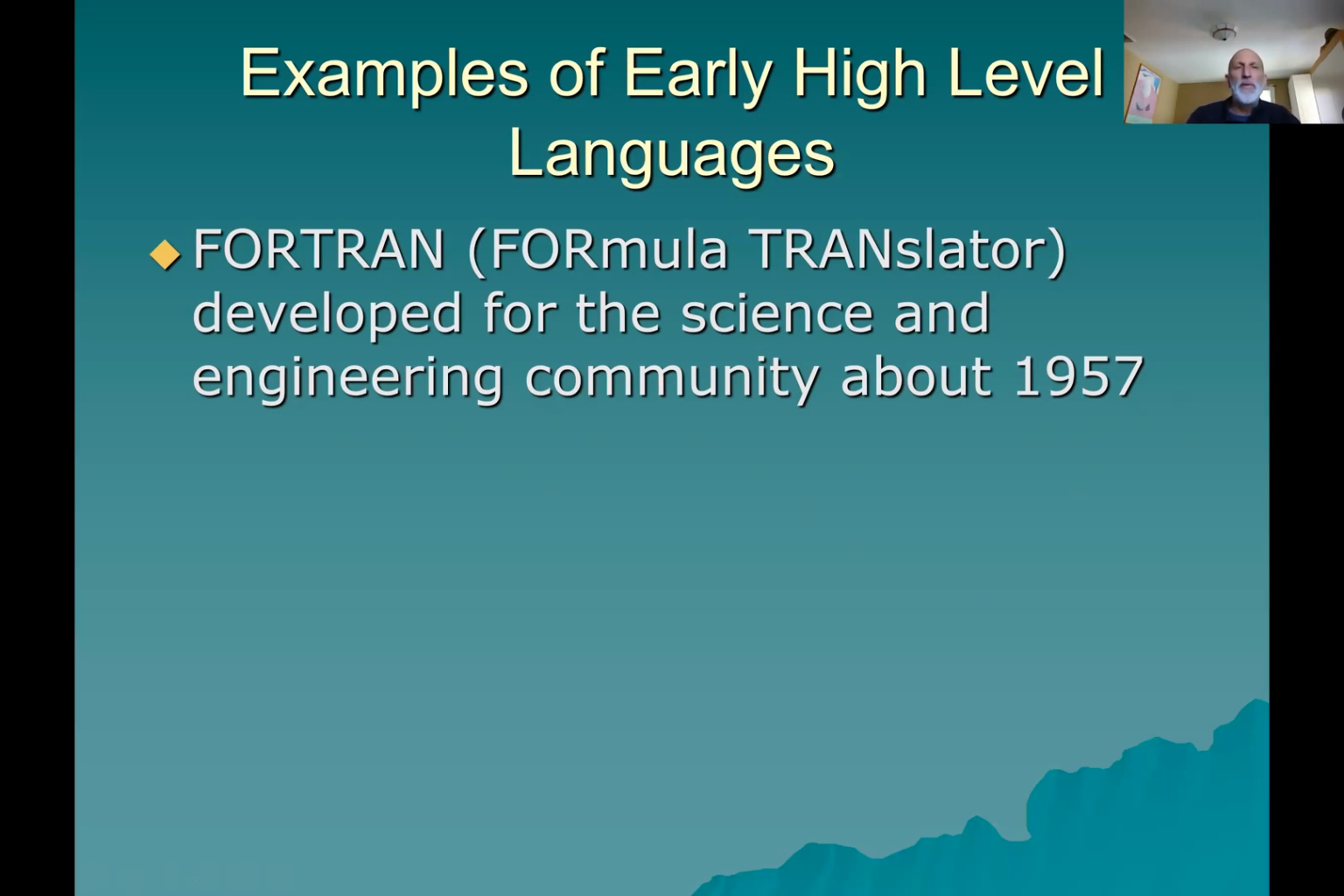People still program in Fortran, especially if they're in the science and engineering world, because it's very good, still is, at crunching numbers, big systems of equations, lots of variables. Fortran is still good. So please remember this one. This is Fortran, the first high-level programming language useful to the science and engineering community.